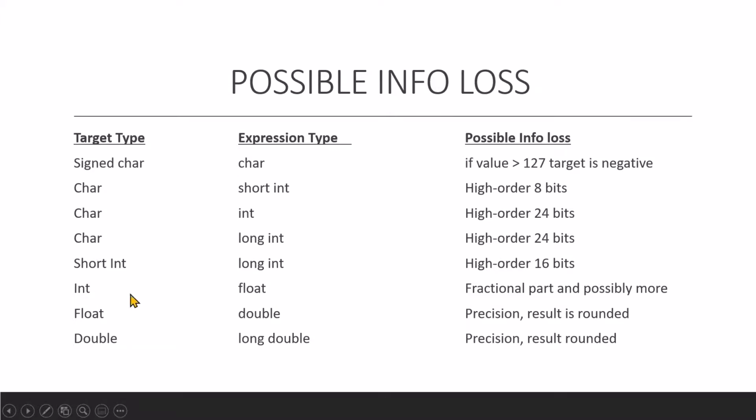Then we have moving float to integer. We're going to, of course, lose the fractional part. Remember, when moving double to float and long double to double, we're going to lose precision.